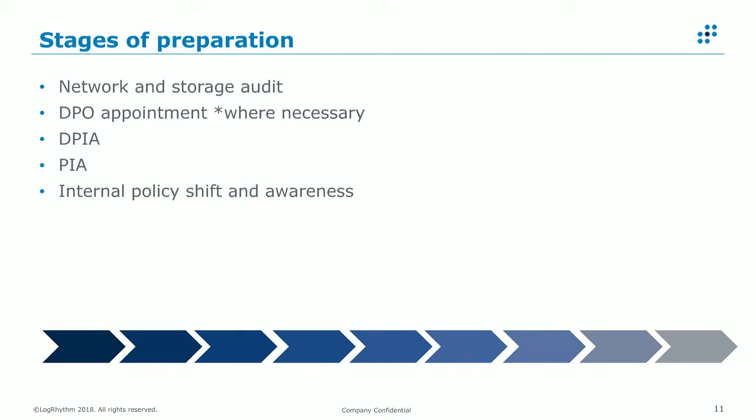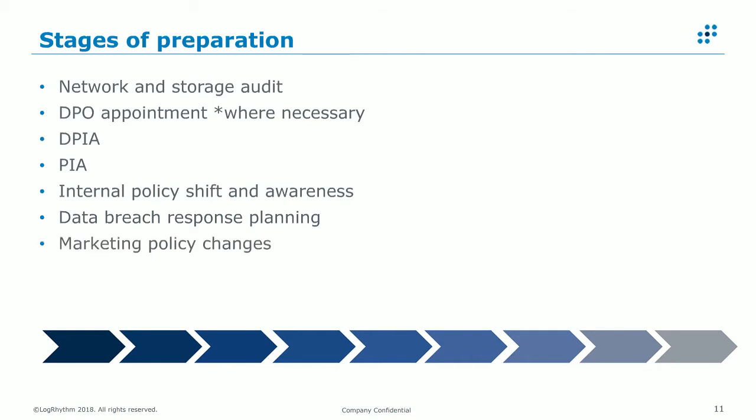Now, the next is internal policy shift. Now, this isn't actually specifically stipulated within the GDPR, but get your house in order, right? Like any other good security measure, it all starts with awareness. And once you've started on the path, you need to make sure that the rest of the company is following you. So you've got data breach response planning, and that's just how to find a threat, how to report a breach, what information do you report when you find a breach, and how do you combat that breach, or how do you combat threats in general to the personal data.